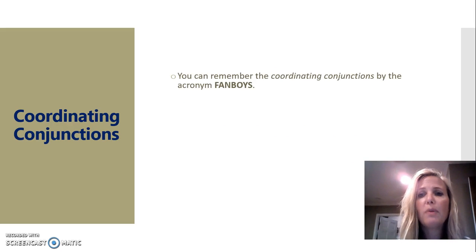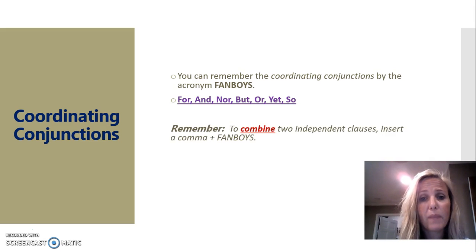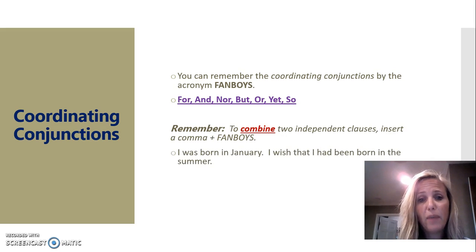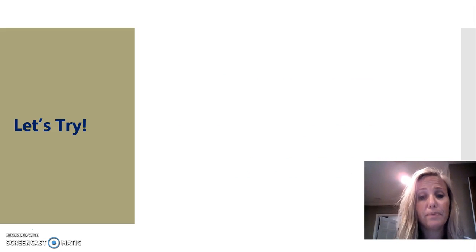Okay. You can remember the coordinating conjunctions by the acronym FANBOYS. You don't have to write this down because you already should have written it down. If you have not written it down, please do so. For, and, nor, but, or, yet, so. And yes, you do have to memorize those. You're going to have to know them for the quiz on Friday. So start memorizing. All right. Common FANBOYS. I was born in January. I wish I had been born in the summer. I could have written, I was born in January, comma, but I wish I'd been born in the summer.